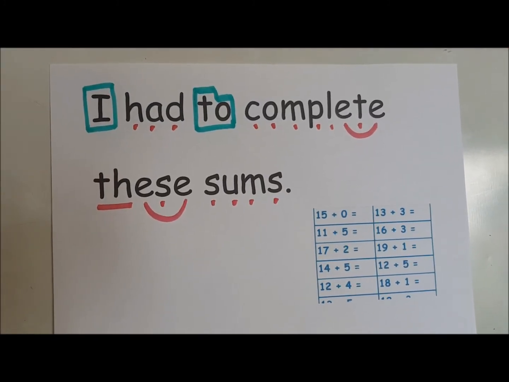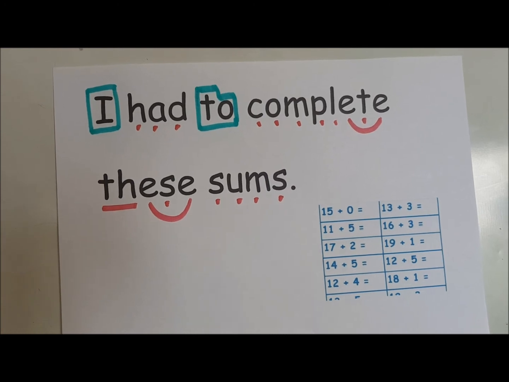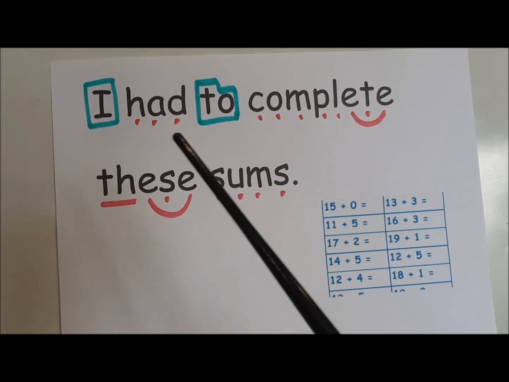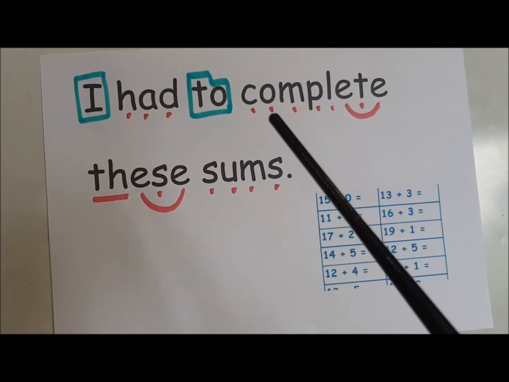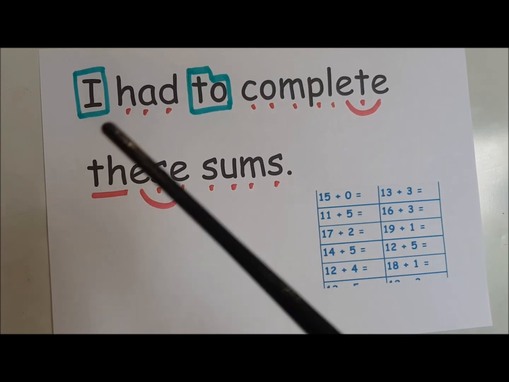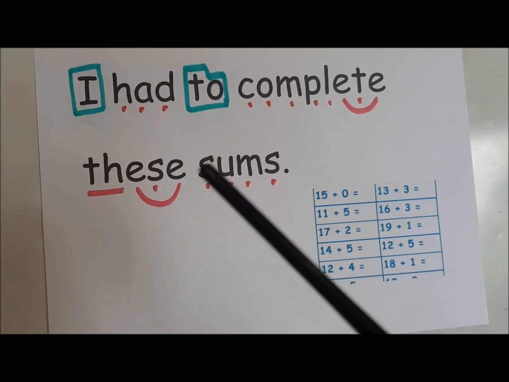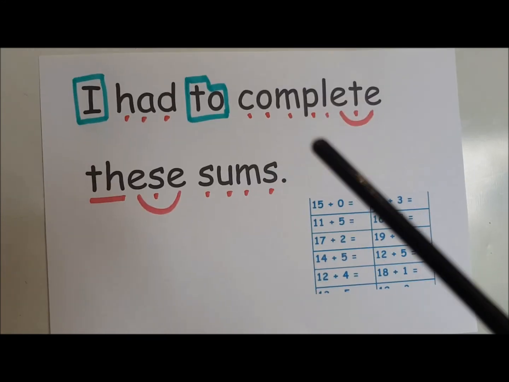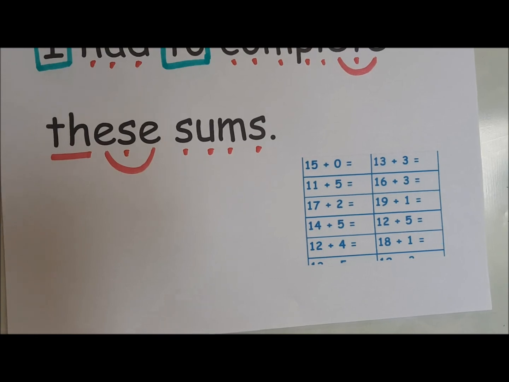And our last sentence today, before I set a little activity for you to do at home. Again, starting with a tricky word that we can just read. Tricky word, I had. Another tricky word, to. I had to. Eat. Complete. I had to complete. These. Sums. I had to complete these sums. Lots of sums there for somebody to complete, to finish them.